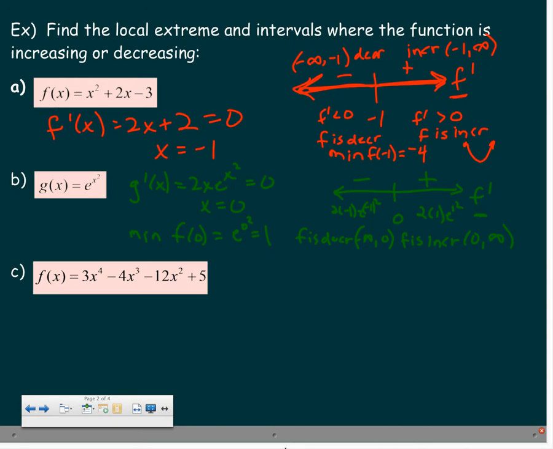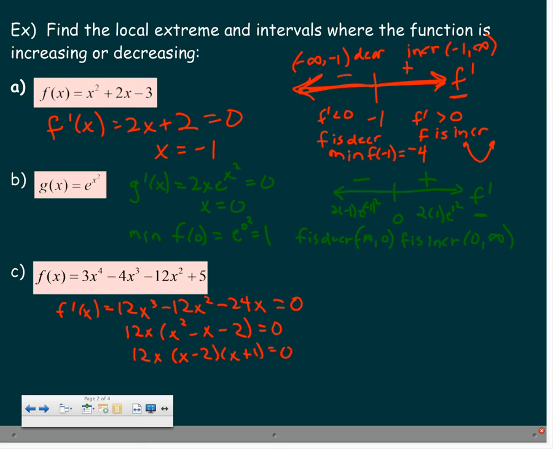Derivative. Okay, I'm going to set it equal to 0. All right, that's the derivative. So this time I have more zeros that go on the number line. I have to put 0, I have to put -1, and I have to put 2 on the number line.